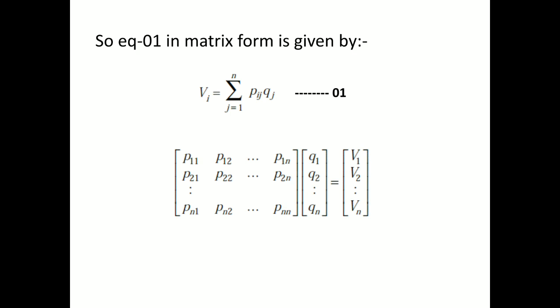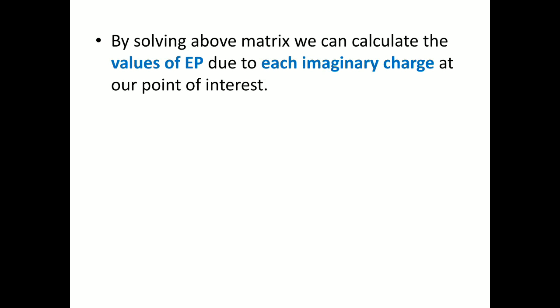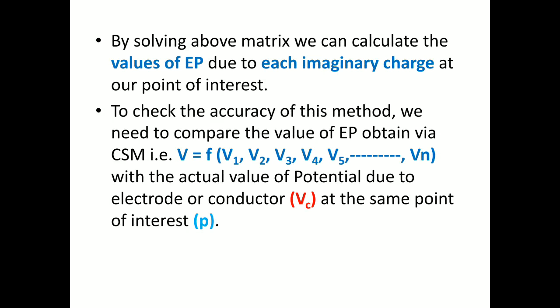Now suppose we are interested in writing equation number 1 in matrix form. We need to write this equation in matrix form and then apply Cramer's rule or any methodology in order to solve this matrix. In this way, we are in a position to determine the value of electric potentials produced by individual imaginary charges with respect to the point of interest.